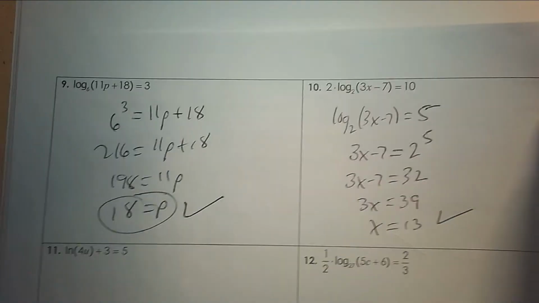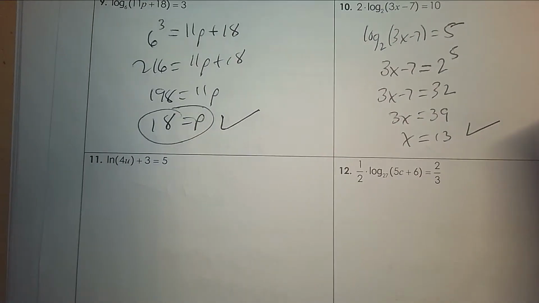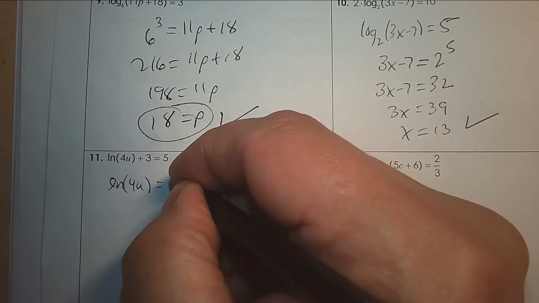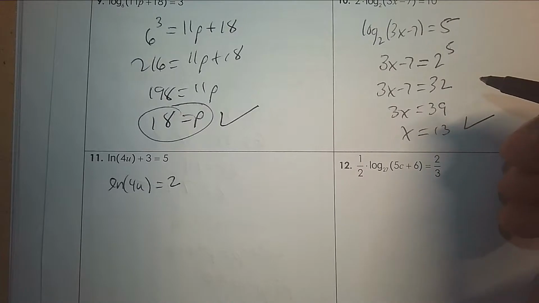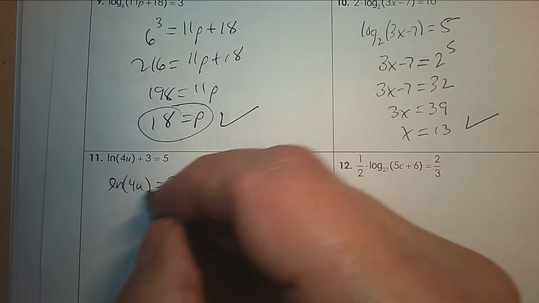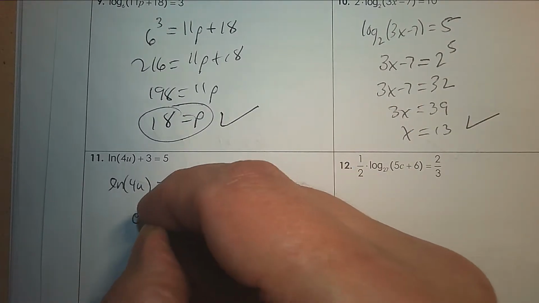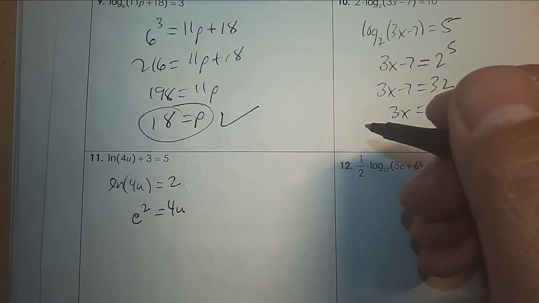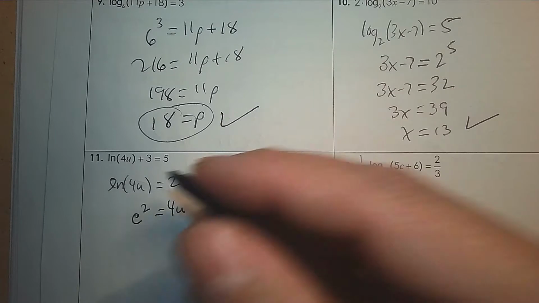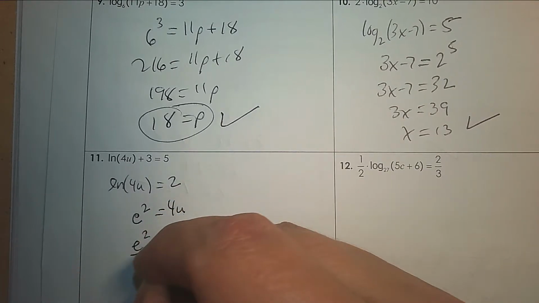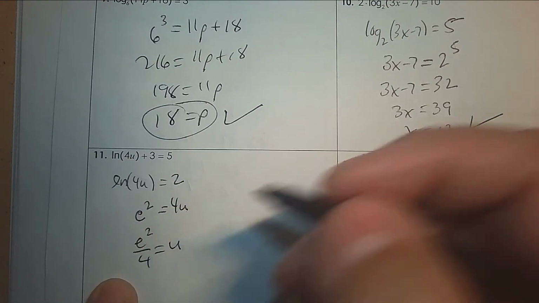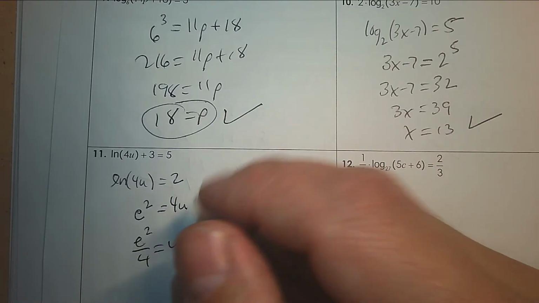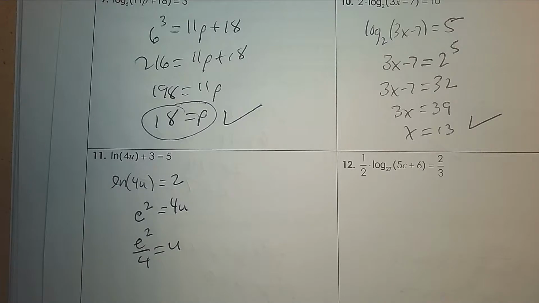Number 11. First, we're going to isolate the logarithm. So we're going to subtract 3. Then, for this logarithm, the base is e, the exponent is 2, and the answer is 4u. To get u by itself, you divide by 4. To me, that's a good answer. e squared divided by 4. If you put that in your calculator, where e is in your calculator, you could do that one too.